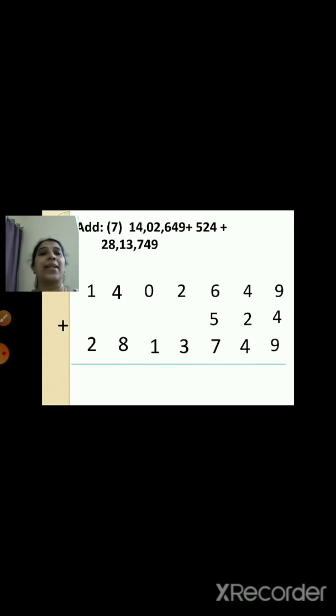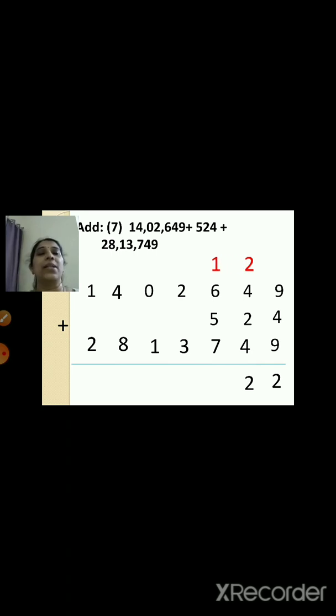So let's add them. 9 plus 4 is 13. 13 plus 9 is 22. So 2 will come in the units place and the other 2 will be carried over in the tens place. So 2 plus 4 is 6 plus 2 is 8. 8 plus 4 is 12. So again 2 will come in the tens place and 1 will come in the hundreds place.